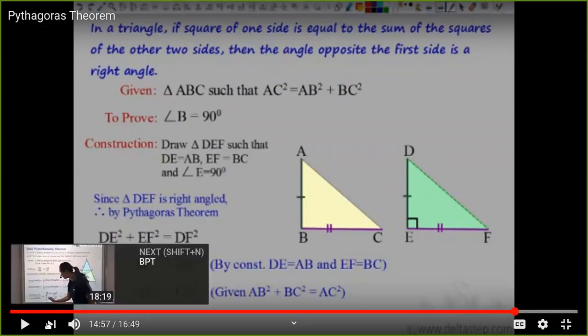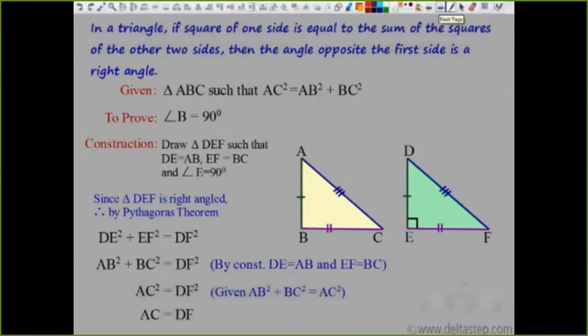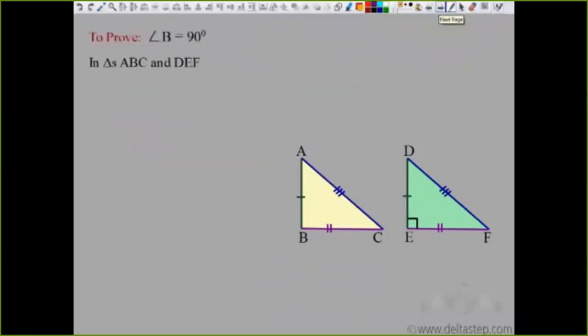Is that clear? So I'm just resuming the video. So I can say AC is equal to DF. So in these two triangles, I find that all three sides are equal. In triangle ABC and triangle DEF, AB is equal to DE, BC is equal to EF, and AC is equal to DF. All three sides are equal. These two are equal by construction, and this we just proved. So all these three sides are equal.